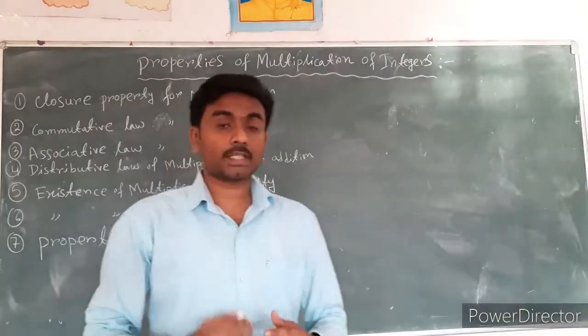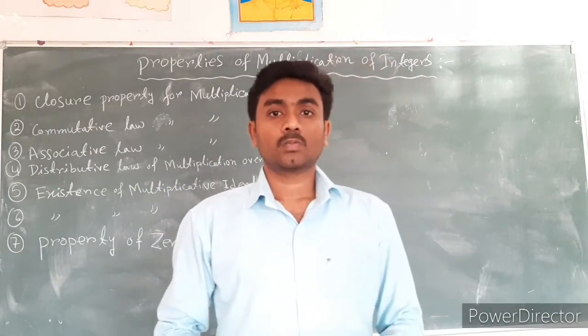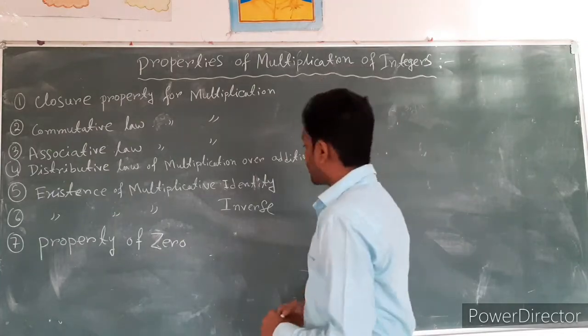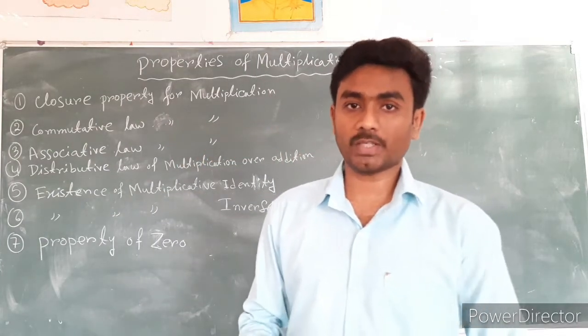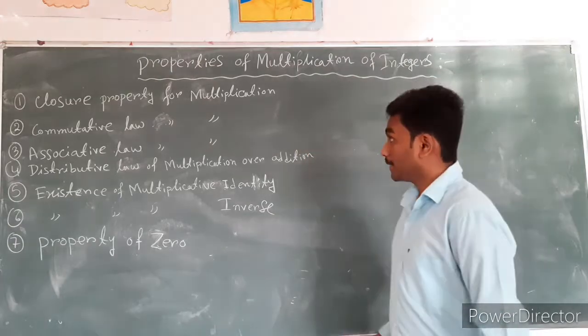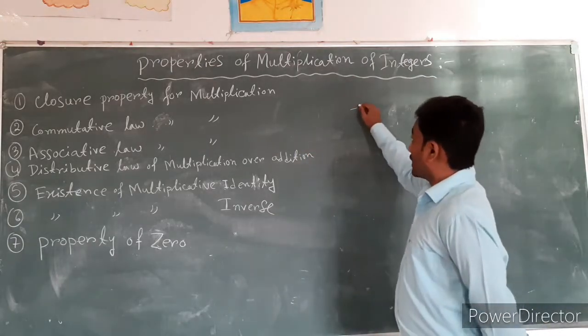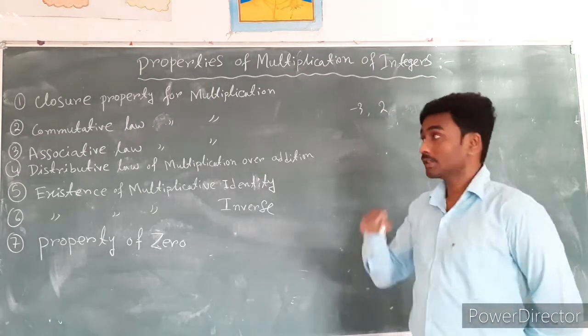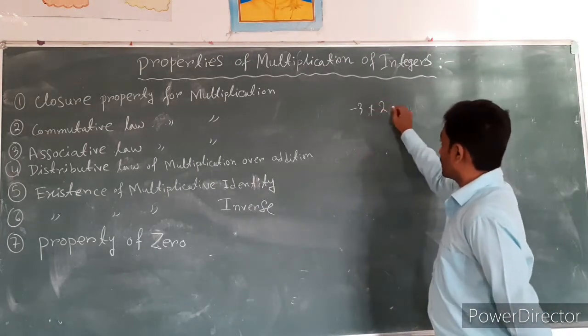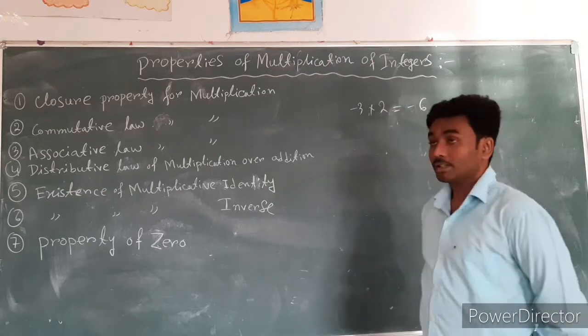Next we discuss properties of multiplication of integers. First property, closure property. If -3 and 2 are any integers, then their product is also an integer.